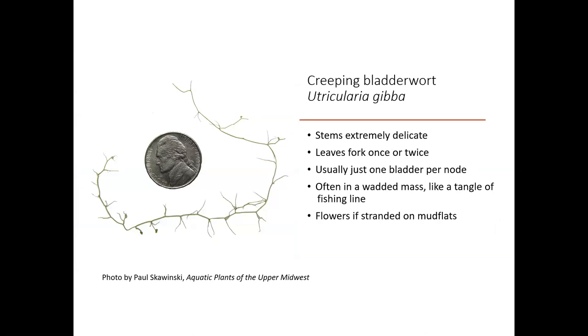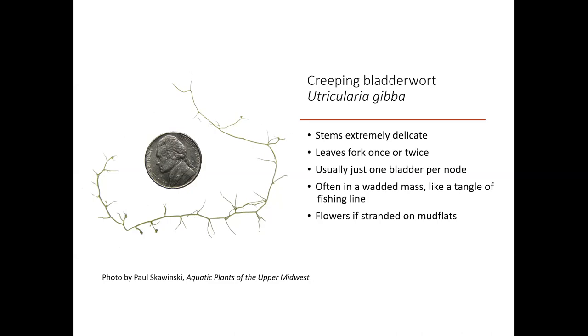Utricularia gibba is creeping bladderwort, and this is really small and very, very fine. The stems are extremely delicate. The leaves will fork only once or twice, and there's usually only one bladder per node. It's often in a wadded mass. If you see it, it may look like a tangle of fishing line in the water. And it can be pretty hard. This is a photo by Paul, and I imagine that he had to spend quite a bit of time painfully spreading this out so that you could see just one plant and not a tangled mess.